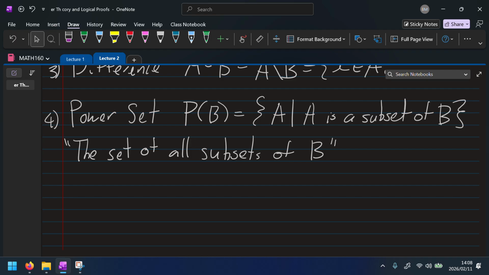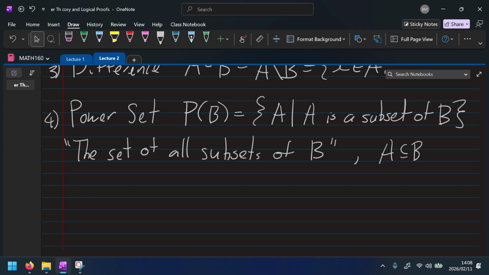So P, that is like the operator. Like f of x. So it's a function of a set. So P is the operator of B. A is the subset of B. So it acts on B and it gives you all of the A's.